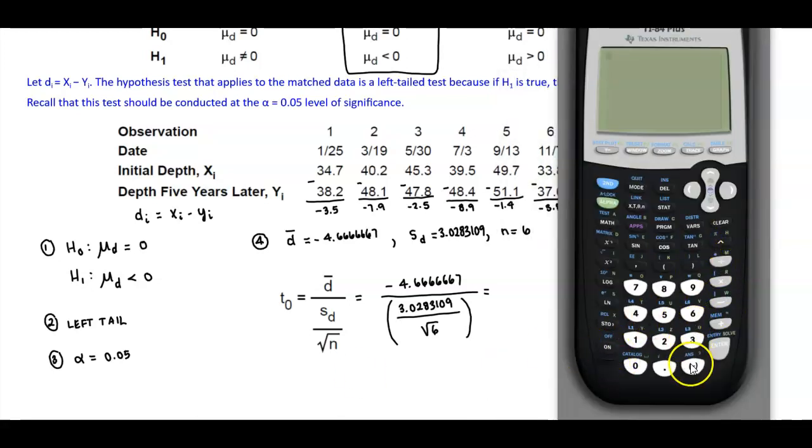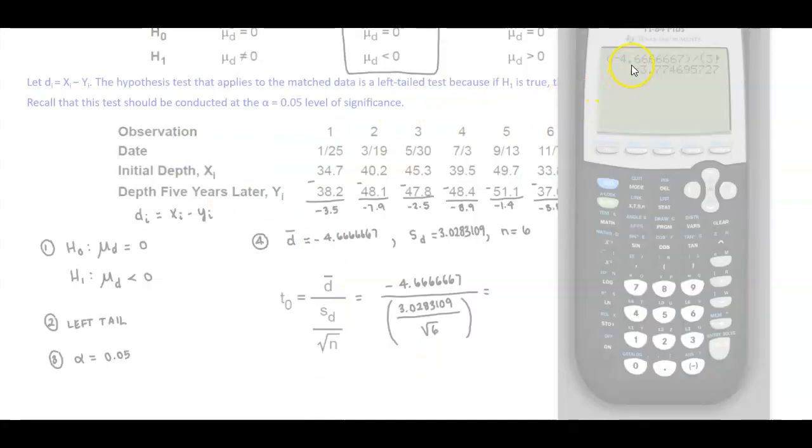Okay, so in our numerator, we have parentheses negative 4.66667, and then we're going to divide that by parentheses in the numerator. We have standard deviation of 3.0283109, and then dividing that by the square root of 6. Move the arrow to get the parenthesis, and then hit enter.